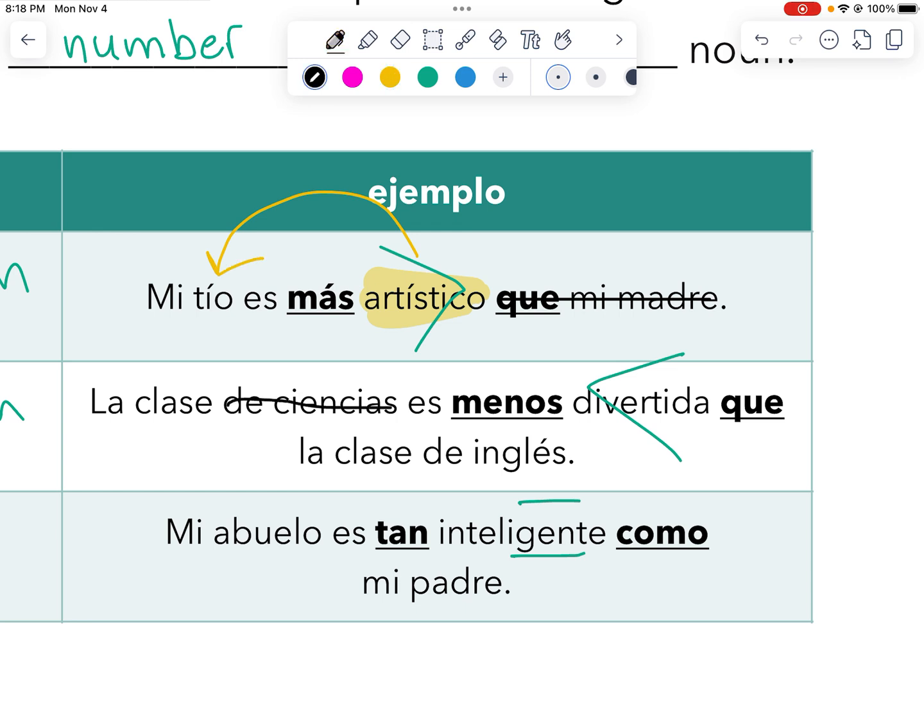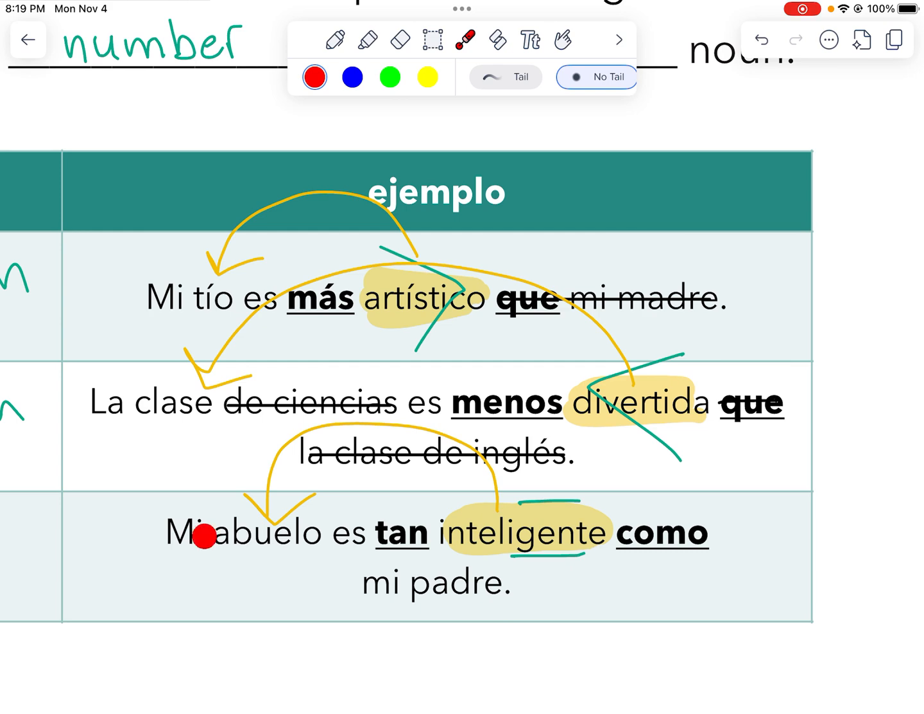La clase de ciencias es menos divertida que la clase de inglés. Not as fun as. So we say the class is fun. It's less fun, but we're still describing it as some measure of fun. So divertida matches clase. And finally, mi abuelo es tan inteligente como mi padre. This one's a little bit harder to tell because inteligente matches men and women. But anyway, mi abuelo is intelligent. My grandpa is intelligent. So inteligente needs to match abuelo.